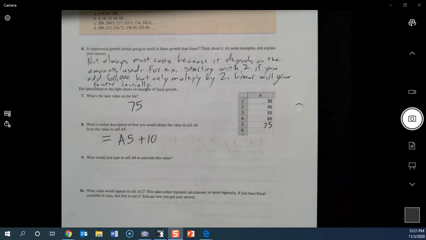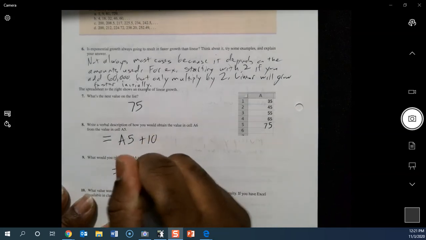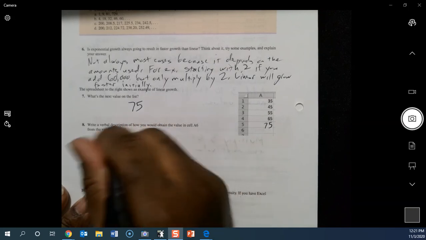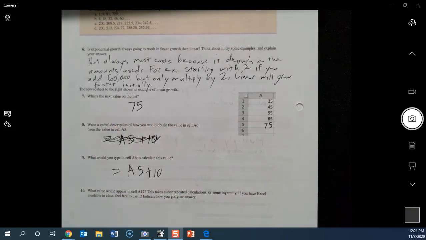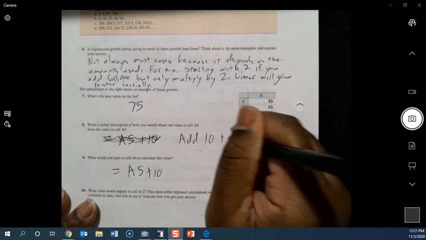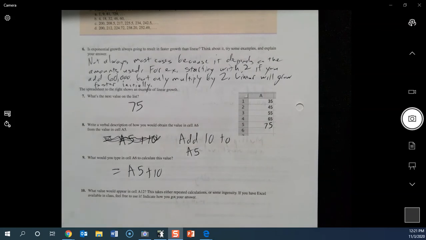Oh, you know what? Actually, I skipped over a problem. Actually, this is supposed to be for problem number 9. We're supposed to write a verbal description for problem number 8. We're supposed to put add 10 to A5. And this is the actual thing you would type in.